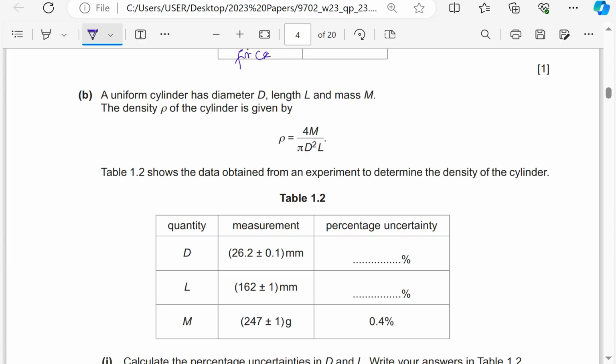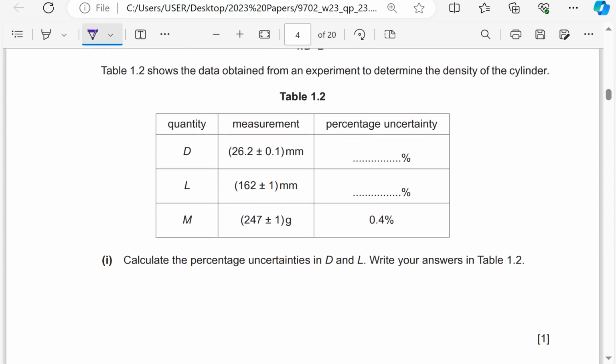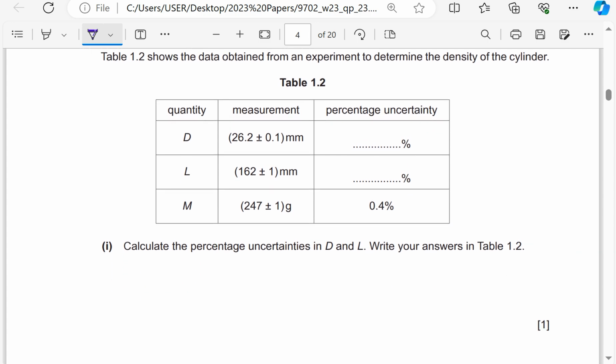A uniform cylinder has diameter d, length L, mass m. The density of the cylinder is given as that. The table shows the data obtained from an experiment to determine the density of the cylinder. They give us quantities and measurements, and they want us to fill in the percentage uncertainties. Write your answers in the table.